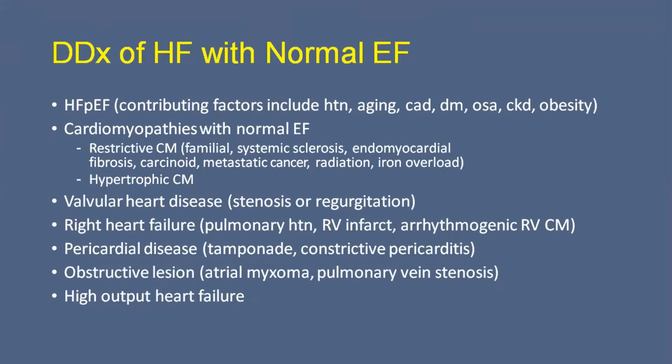Next is valvular heart disease, stenosis or regurgitation. Right heart failure: pulmonary hypertension, right ventricular infarct, arrhythmogenic right ventricular cardiomyopathy. Pericardial disease, that is tamponade and constrictive pericarditis. Obstructive lesions: atrial myxoma, pulmonary vein stenosis. Next is high output heart failure.